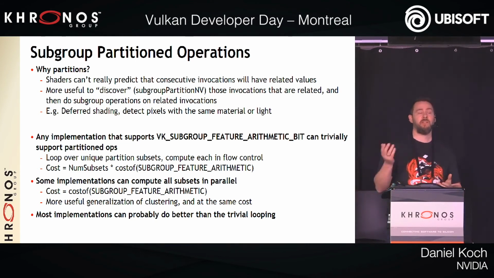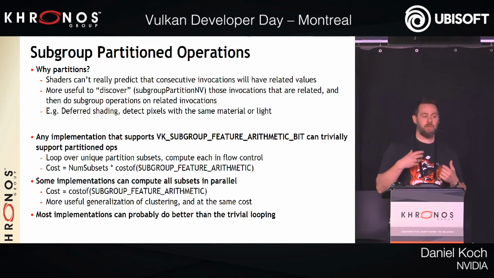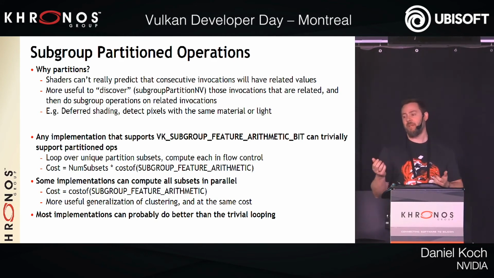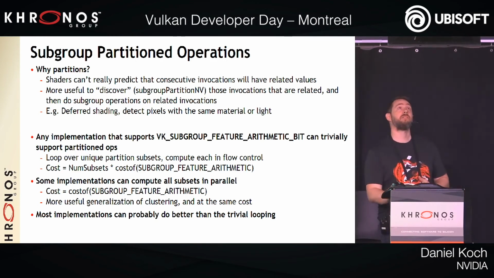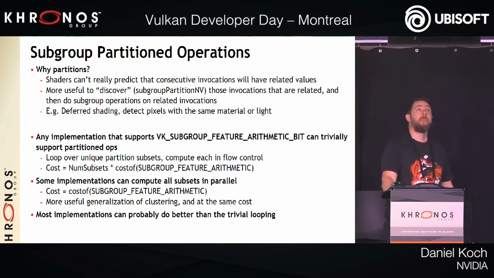So for example, if you're doing deferred shading, maybe you want to detect pixels that have the same material or light, and maybe you want to be able to fetch some values from your gbuffer. Okay, we know that all these threads are using the same light, so we can load it from the buffer in that set of invocations using subgroup elect, load it once, and then broadcast it out to that set of invocations.